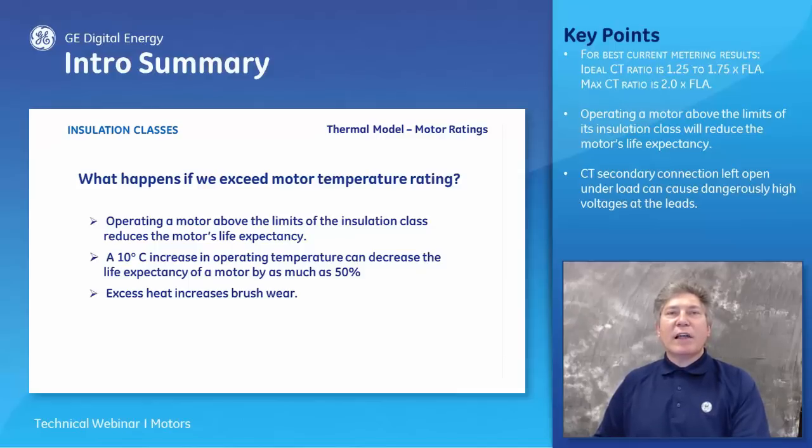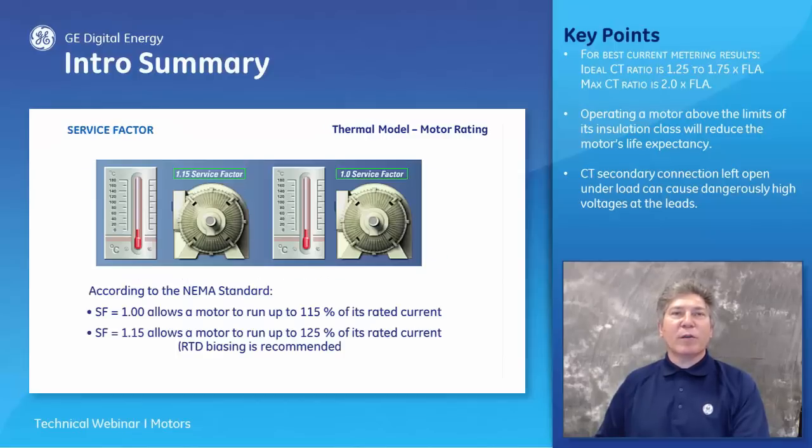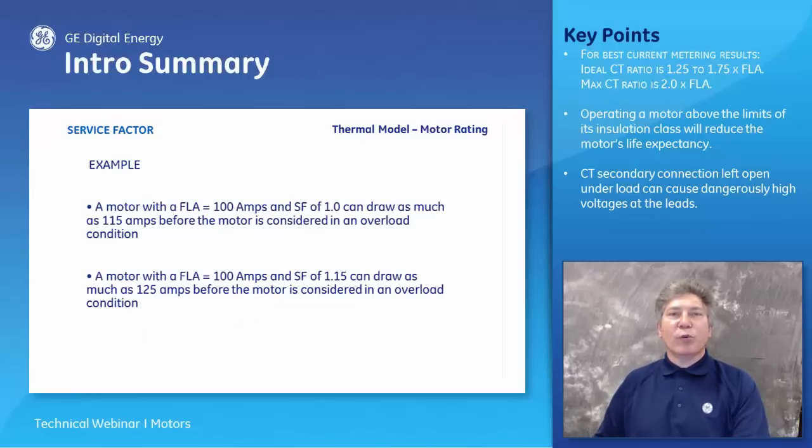The NEMA standard allows a motor with a nameplate service factor of 1.00 to be run up to 115% of its rated current. For a motor with a nameplate service factor of 1.15, it can be run up to 125% of its rated current. For example, a motor with an FLA equal to 100 amps and service factor 1.0 can draw up to as much as 115 amps before the motor is considered in an overload condition. If the service factor is 1.15, then the motor can draw as much as 125 amps before the motor is considered in an overload condition.